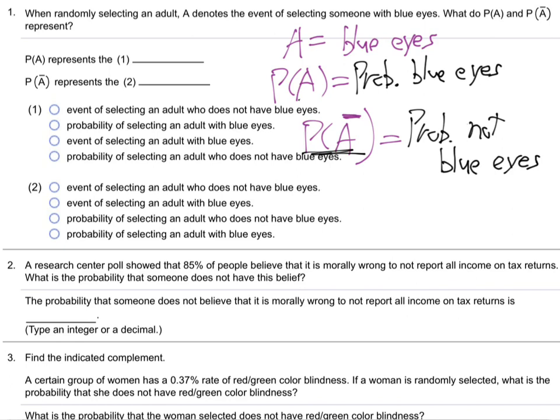So if we come on down to this, what are we going to get? Which one of those is it? Is it this one? Event of selecting with blue eyes, yeah. And the next one would be this one: selecting an adult who does not have blue eyes. Yeah, there we go. Event or probability? Because I did probability and it said it was right. Oh, you're right. Thank you. I didn't even notice that little word. They're tricking me. It's probability, not event. The P is for probability. Good? All right, let's keep moving.